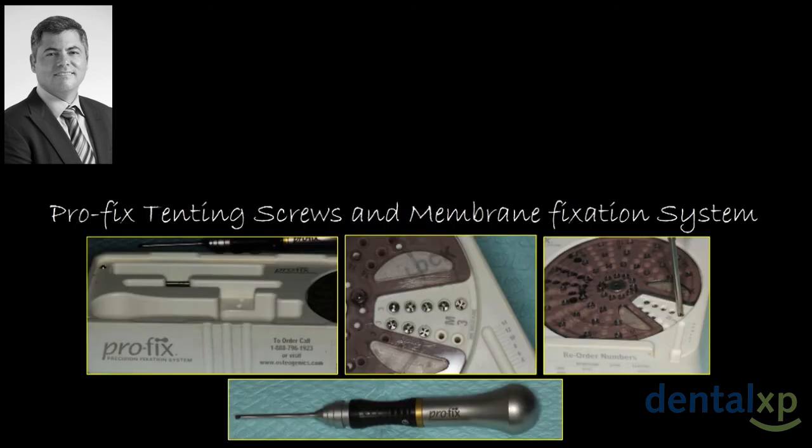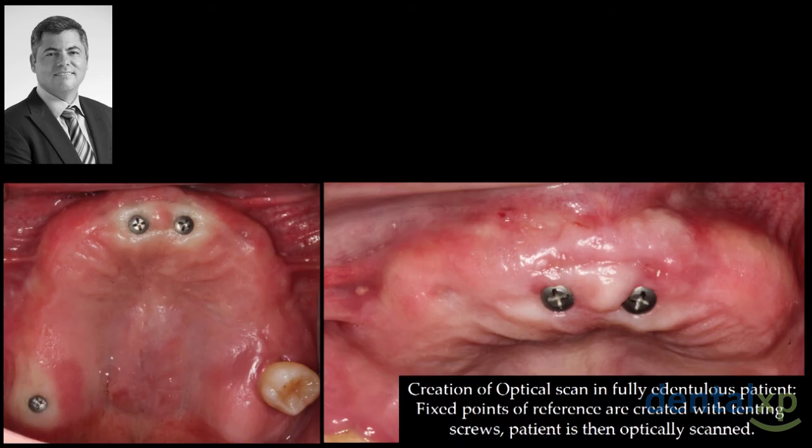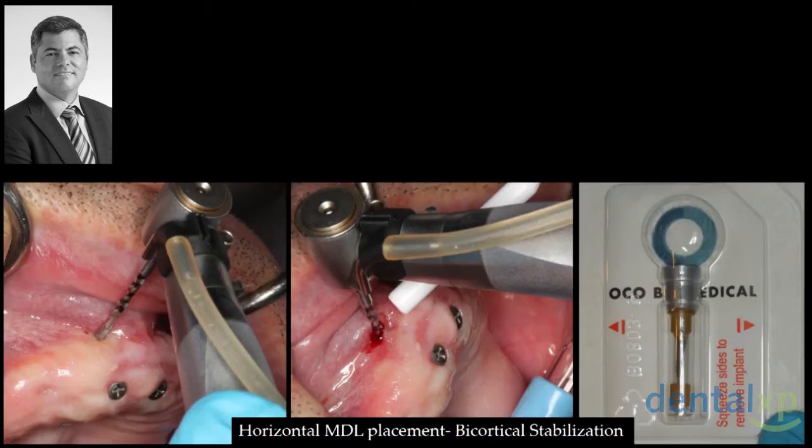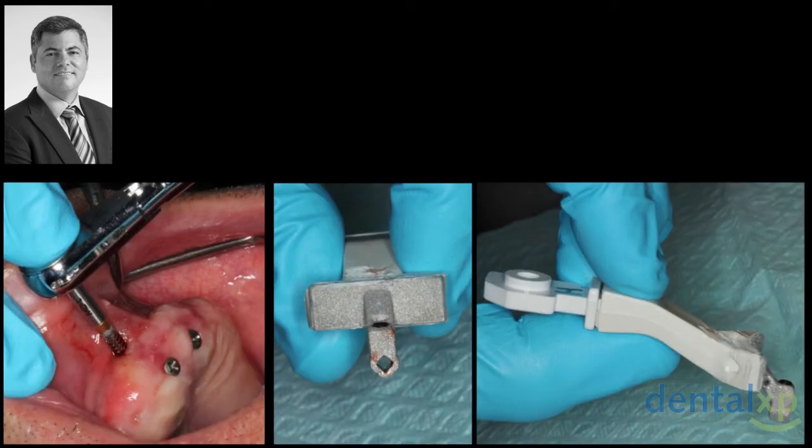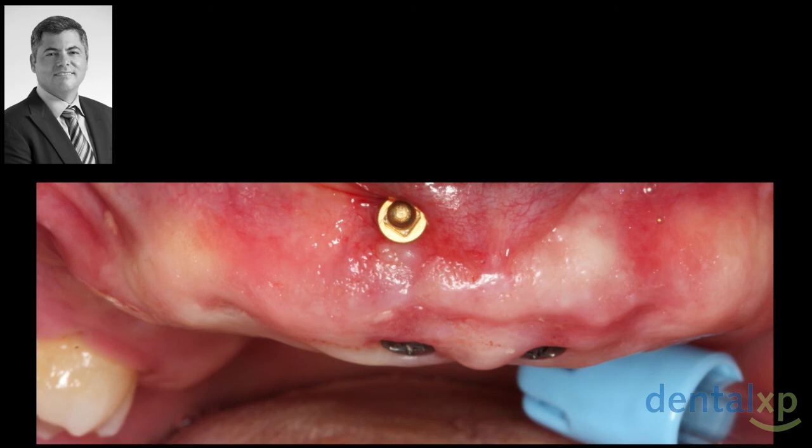So we started by utilizing, again, tentin screws. And we placed 3 different tentin screws because we were going to do an optical scan, but we also needed screws to verify the actual position of the calibration. The second thing that we did was the horizontal pilot osteotomy for the mini implant. The mini implant was placed horizontally. The number 3 was placing the navi stent. So now we are ready to work.